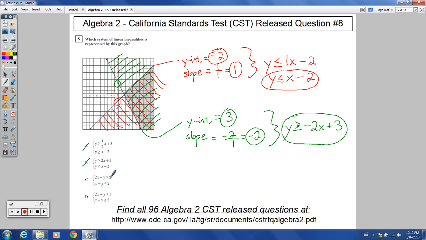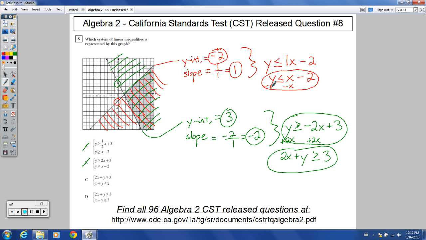Let's see what I could do first. It looks like I've got the x's and y's together on one side, the constant term on the other side. It looks more like a standard form of the equation right there. So if I add 2x to both sides, I'd have 2x plus y is greater than or equal to +3. So it looks like this one is going to be the one that holds fast, the correct answer. But let's check the other one and see that it works out in the same way.